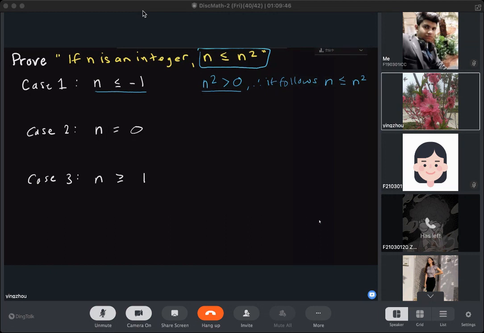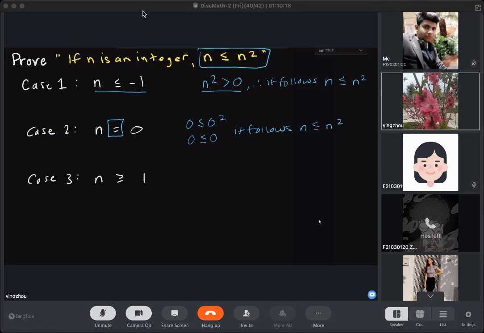Now, notice I didn't write all of those words. I would write all of those words if I were doing this for an assignment or a test. Case 2 says n equals 0. Whenever you have an equal, you just do direct substitution. 0 is less than or equal to 0 squared, and 0 squared is of course 0. 0 is in fact less than or equal to 0, therefore it follows that n is less than or equal to n squared for case 2.